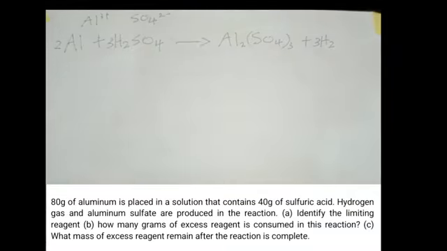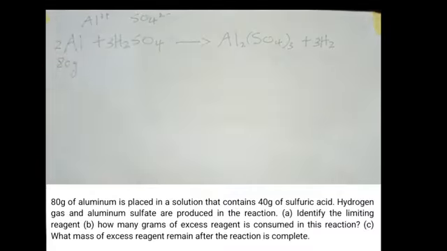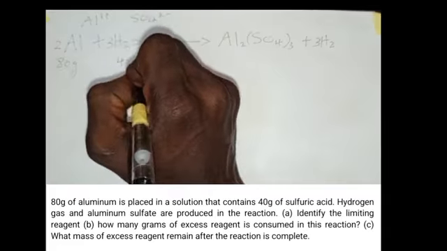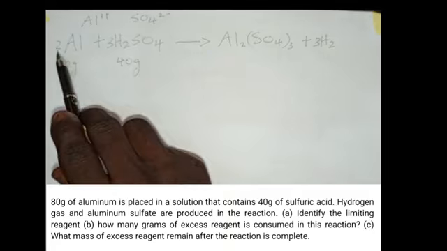So moving to the A part of the question that says, identify the limiting reagent. Now I'm going to show you the fastest way of identifying the limiting reagent. Whenever you are given masses, for example, we are given the mass of aluminum to be 80 grams. We have 80 grams of aluminum. And we are given the mass of sulfuric acid to be 40 grams. The fastest way to identify the limiting reagent, you can do this as a rough work, is by dividing the given masses of the reactants by the molecular weights of those reactants, also taking into consideration their stoichiometry coefficient.